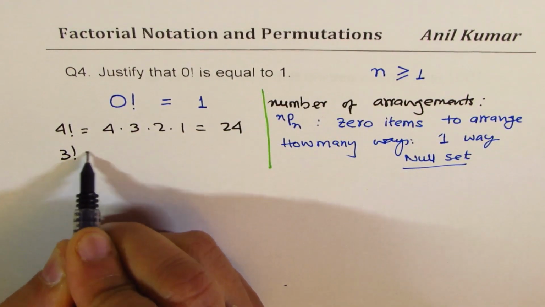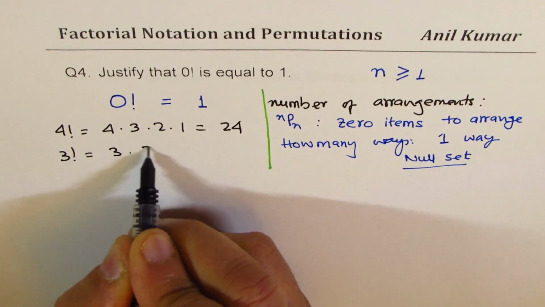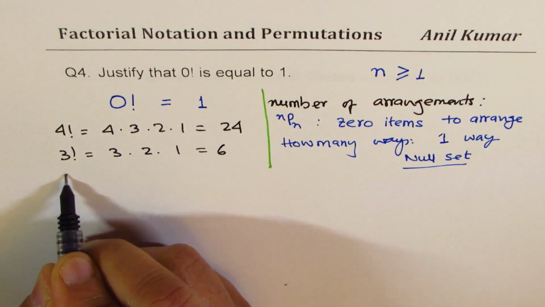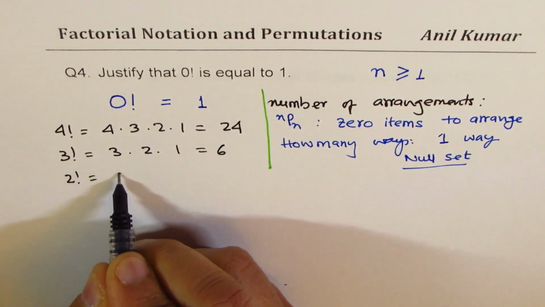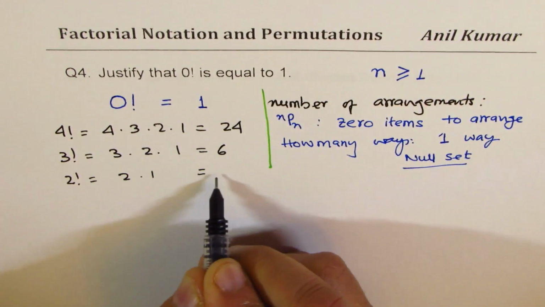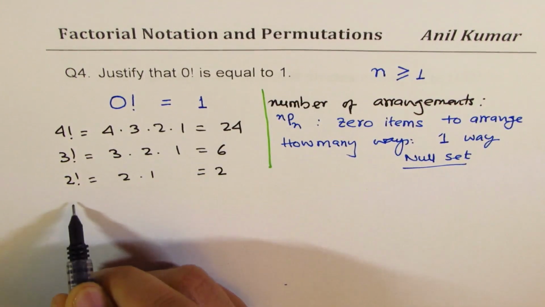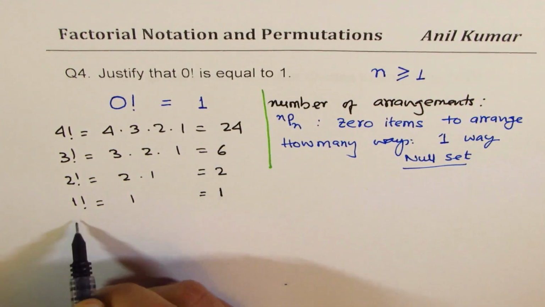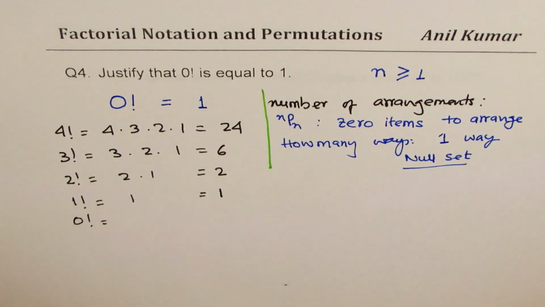And what is 3 factorial equal to? 3 factorial is 3 times 2 times 1, which is 6, right? And what is 2 factorial equal to? 2 factorial is 2 times 1, which is just 2. And what is 1 factorial equal to? 1, right? So it is just 1. What should 0 factorial be?